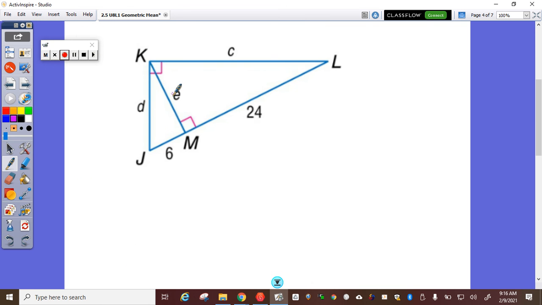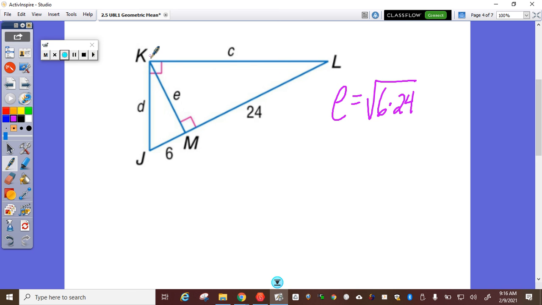Alright, so we had E. Now this is going to be the triangle we're going to use to kind of reference a lot of this. So E is going to equal the geometric mean of 6 and 24. We're not going to solve this yet. Now understand, this is my altitude, and we're taking the geometric mean of these two parts.